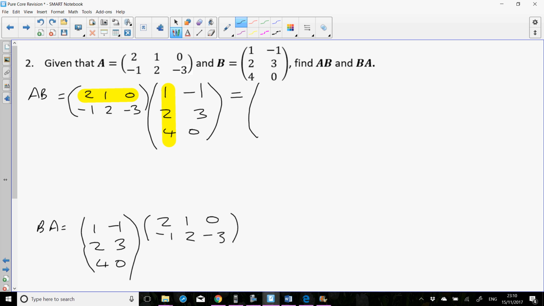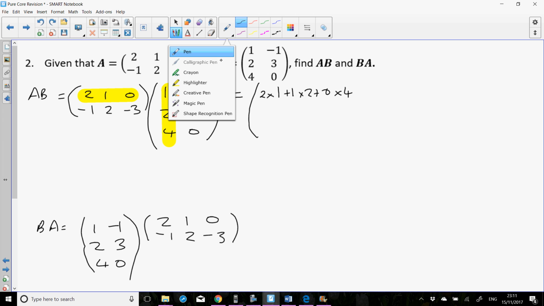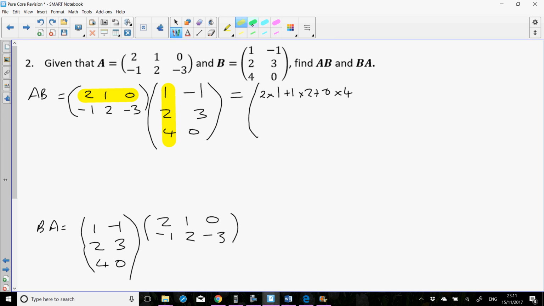So we do 2 times 1 plus 1 times 2 plus 0 times 4. Right, moving along then, so next across now. Here I want to do first row, second column, because that's where my element is going to end up. So I'm going to do 2 times negative 1 plus 1 times 3 plus 0 times 0.